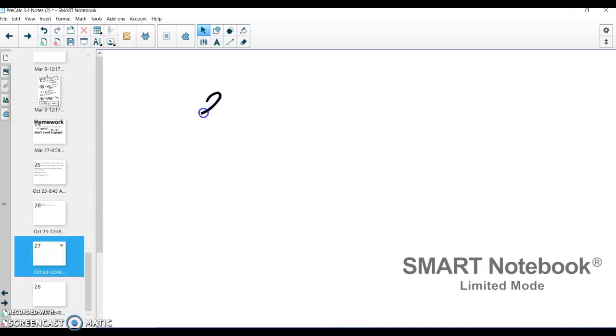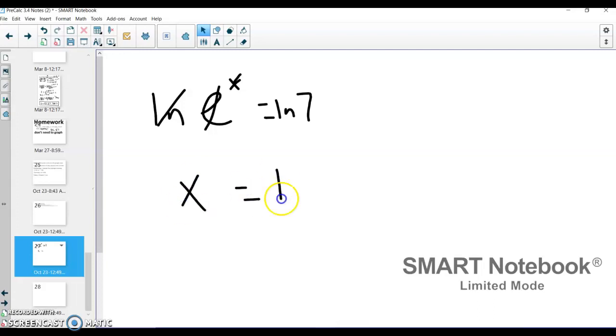Maybe you have e to the x equals 7. Now I want to cancel that e out, so what I'm going to do is take the ln, the natural log, of both sides. So then you have natural log of e to the x, and you have natural log of 7. The natural log and e are going to cancel each other out in this situation, and we're left with x equals the ln of 7. That's the situation where we use the natural log to cancel out e.